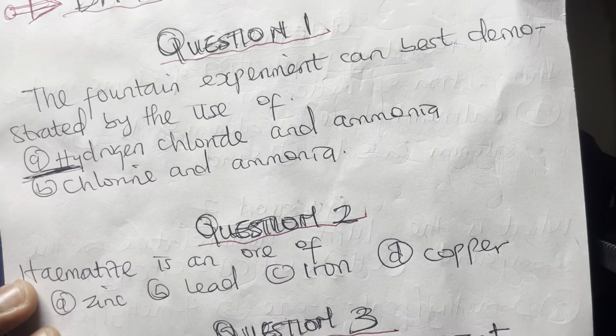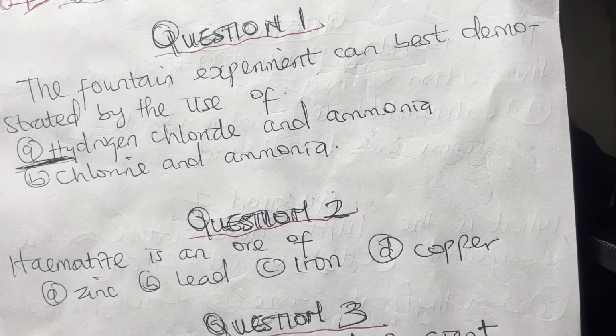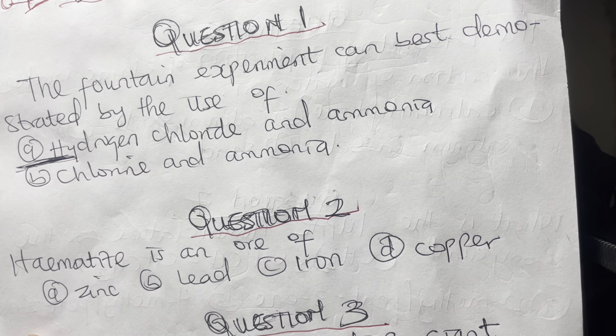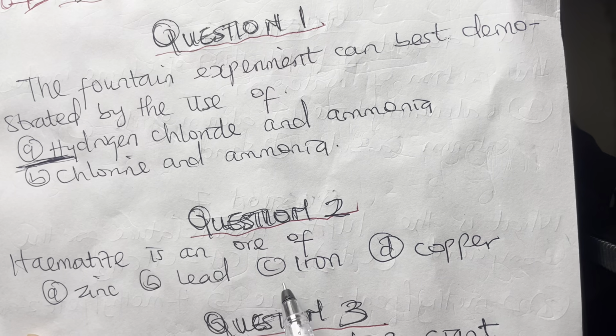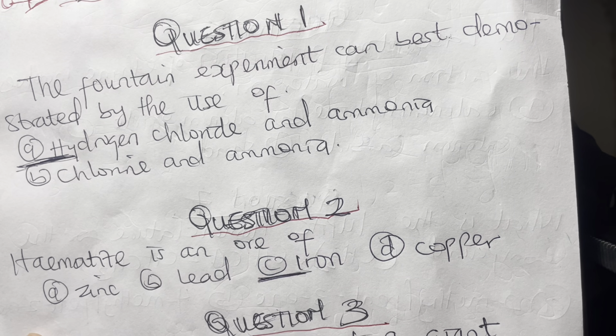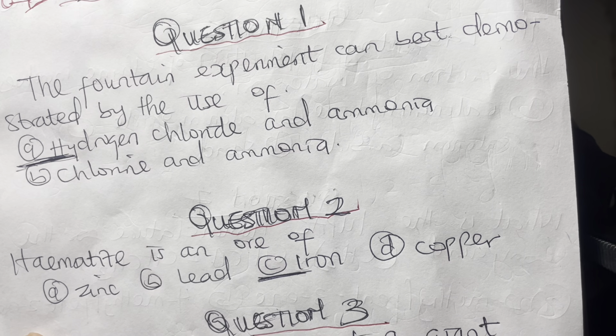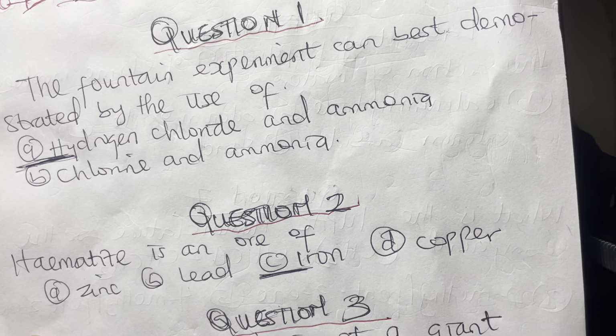Now another question you can remember, this is number 2. Hematite is an ore of what? What ore is this? This is an ore of iron. Bauxite is for aluminium. In case your own might be bauxite, bauxite is for aluminium. So take note. All right.